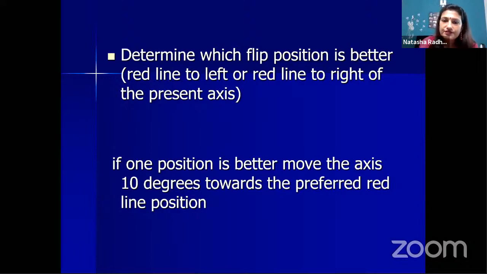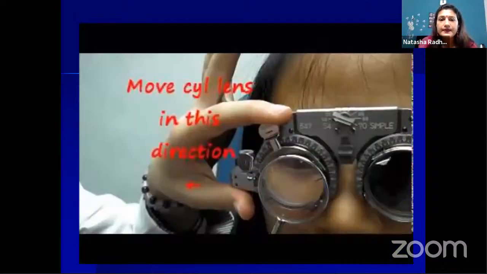Is the red line to the left of your present axis, or is the red line to the right of the present axis? Is the patient saying the position is better? If one position is better, then you move the axis 10 degrees towards the preferred red line position. So you have a 180 degree and he said that this position is better, then you just move the cylinder in the trial frame 10 degrees towards that preferred red line position of your cross cylinder. So here that is what is being shown. You have a minus cylinder there and the cross cylinder axis is like this. So you're going to move the cross cylinder in this direction.